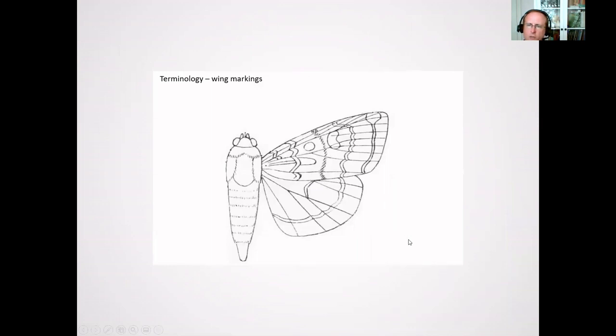In terms of wing markings, I don't tend to like the dumbed down version. I learnt these terms, and I apologize for using them. I don't know that I am that apologetic for using technical terms, because I think that they provide clarity if you know what I'm talking about. So in terms of corners of the wing, apex is the top corner, the tornus is the bottom corner of the forewing, and then the anal angle, we don't really use very often, is the bottom corner of the hind wing. But the apex and the tornus are the two corners that are useful to remember.